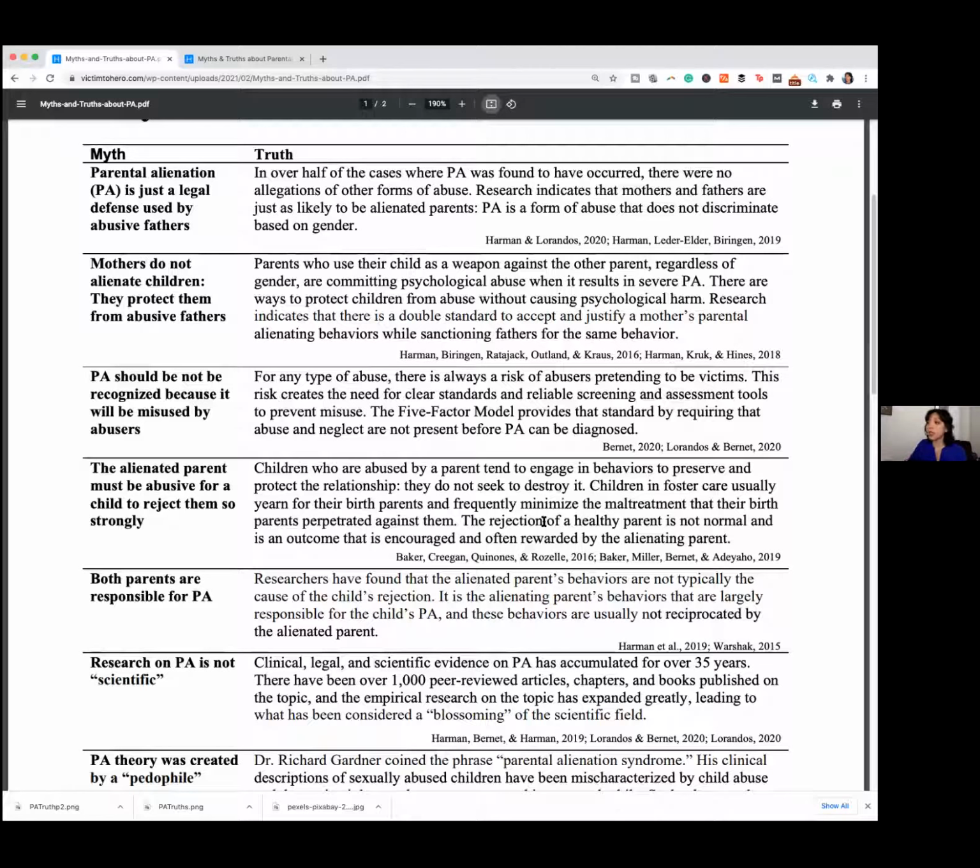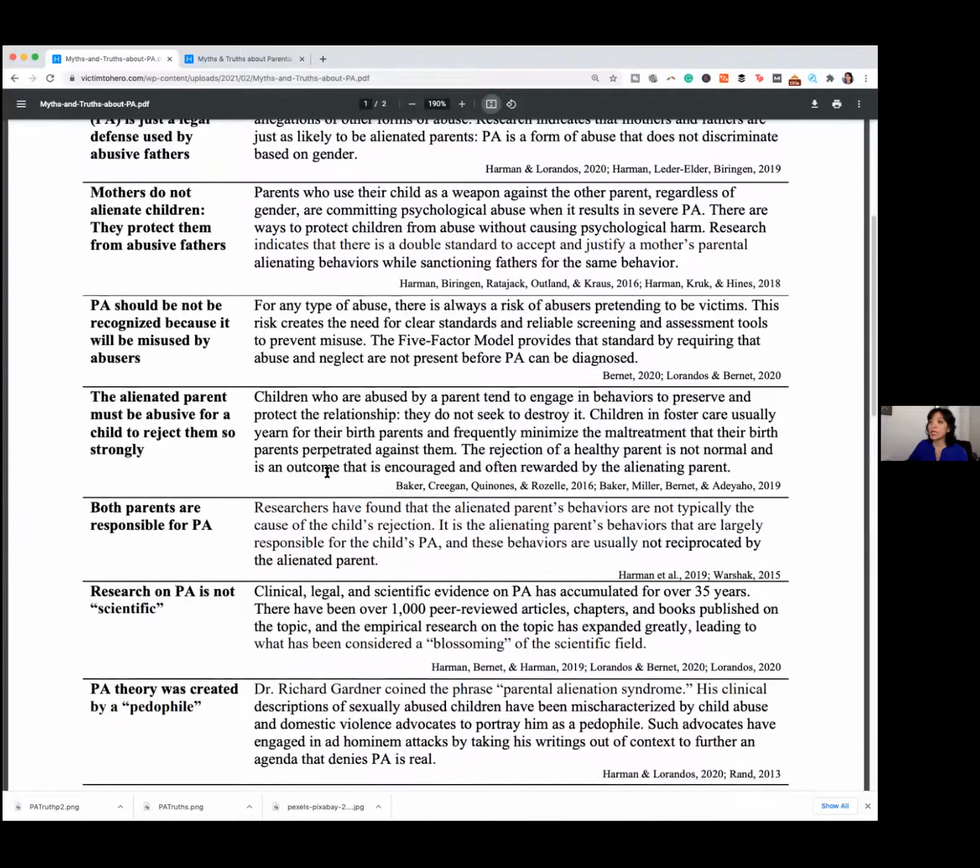The rejection of a healthy parent is not normal, and is an outcome that is encouraged and often rewarded by the alienator. The alienator will encourage this, and this is horrific. They want the children to reject the target parent, so they encourage it. And that is not normal. For a child to reject a healthy parent is not normal at all. But somehow the mental health professionals and the legal system do not recognize this, and this is one of the myths that need to be debunked. That's why we have it here in this information sheet.